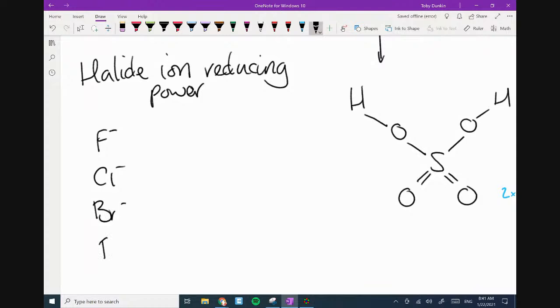I'm going to ask the three people in the class to have a think about a question. Prediction: which halide ion will be the best reducing agent? I'll give you just 10 seconds to think. Which halide ion will be the best reducing agent? Oliver, what's the definition of a reducing agent? Something that loses an electron. I like it. So these guys need to lose electrons. Who's going to lose electrons the best?